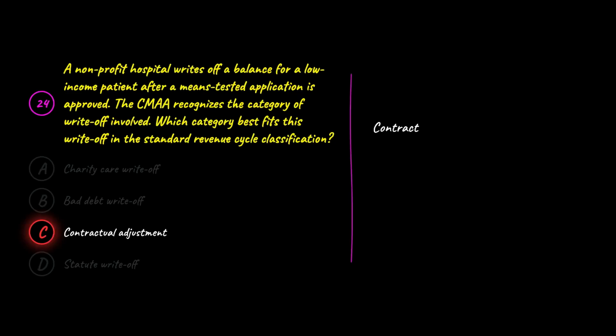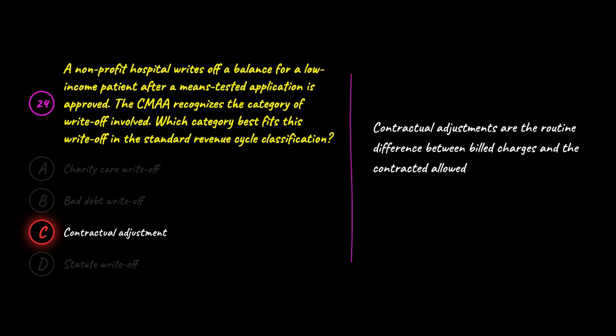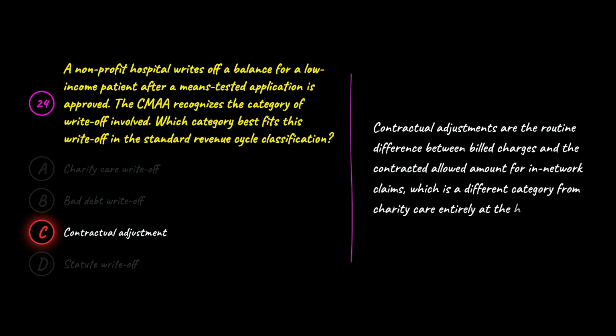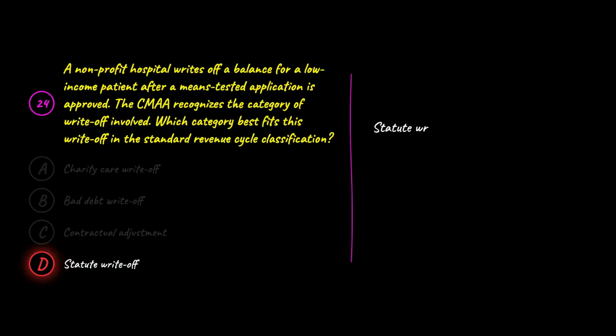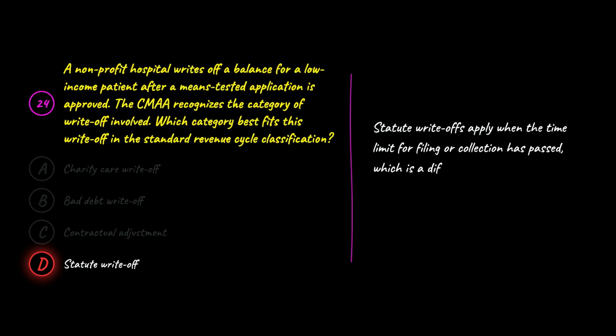C is wrong because contractual adjustments are the routine difference between billed charges and the contracted allowed amount for in-network claims, which is a different category from charity care entirely at the hospital. D is wrong because statute write-offs apply when the time limit for filing or collection has passed, which is a different category from charity care based on a means-tested financial assistance application.